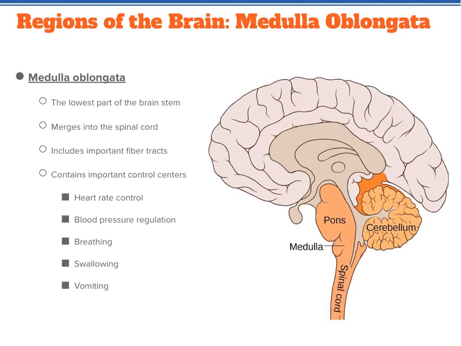And then my favorite part of the brain, frankly just because I like the name, is the medulla oblongata. The medulla oblongata is the lowest part of the brainstem. This is the part that connects directly to the spinal cord, and it controls many important centers that control heart rate, blood pressure, breathing, swallowing, vomiting. So the medulla oblongata is a very important part of the brainstem.